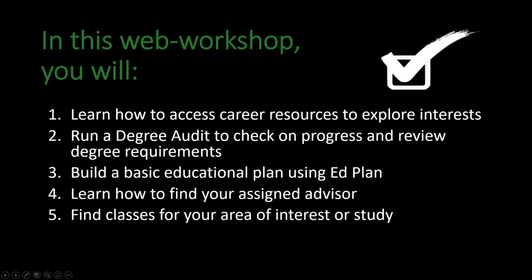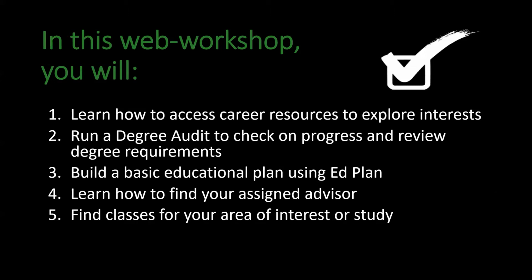All right. So in this workshop, you're going to learn how to access career resources. We want to help you make sure you know where to go if you're still exploring your interests while starting off at Green River. We'll go over how to do a degree audit. So once you know what your program of study is, you want to be able to check on your progress and review the requirements. The next phase of this is building an academic plan.